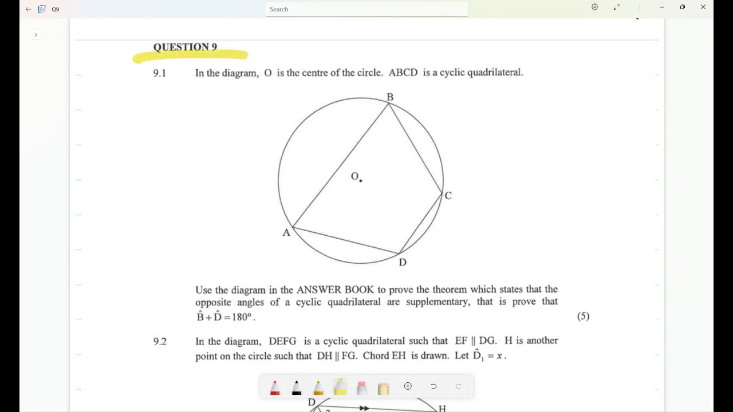Now, let's move on to question 9 under the very same question paper, May June 2023. In the diagram, O is the center of the circle. Then ABCD is a cyclic quad. We are required to prove that angle B and angle D are equal to 180. Now, how can we do that?